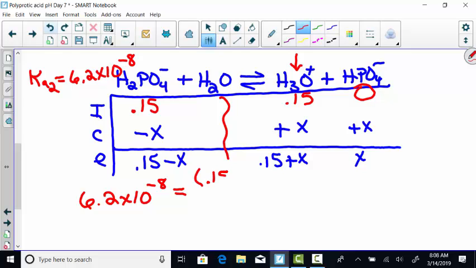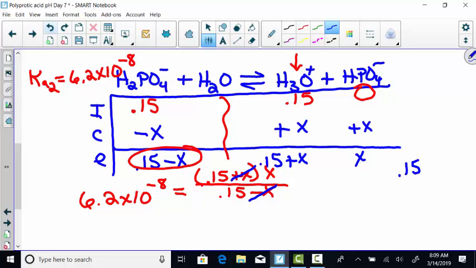So 0.15 plus x times x, all divided by 0.15 minus x. Now, this is interesting math, because first of all, the x's will cancel. And so just off to the side here, you technically have 0.15 times x all over 0.15 left right here, correct?